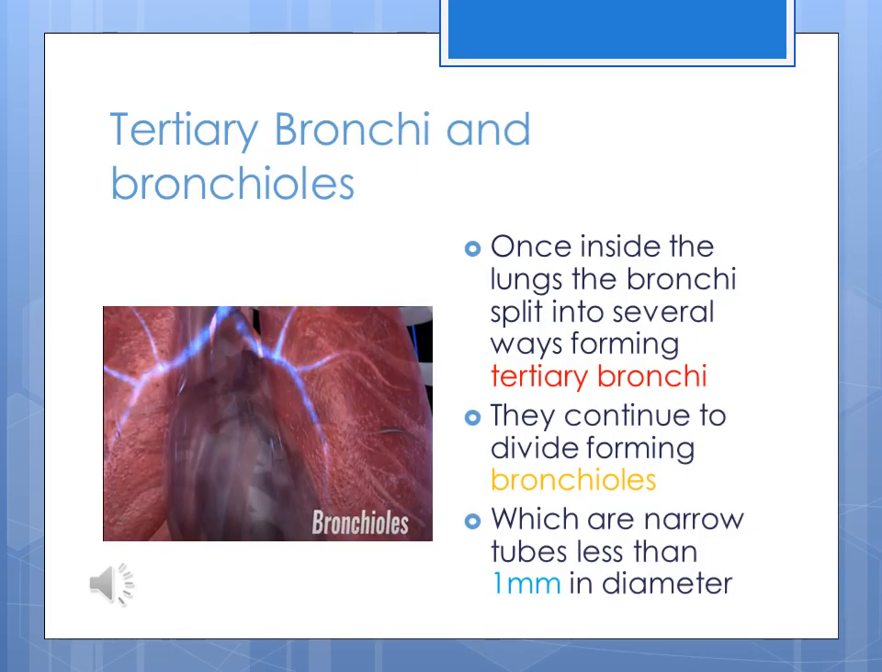Once inside the lung, the bronchi split into several branches, forming tertiary bronchi. They continue to divide, forming bronchioles, which are narrow tubes less than 1 millimeter in diameter. As these tubes divide, they also decrease in diameter. So the bronchi are the thickest, then the secondary and tertiary bronchi. Then the bronchioles are very tiny, about 1 millimeter in diameter.